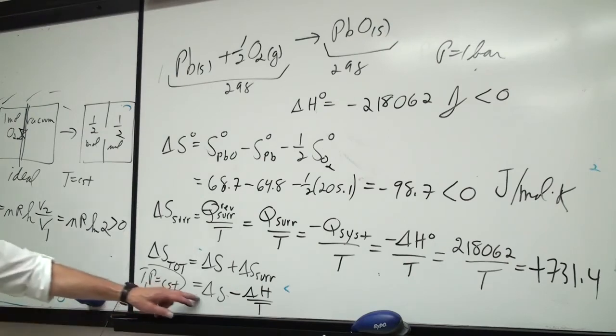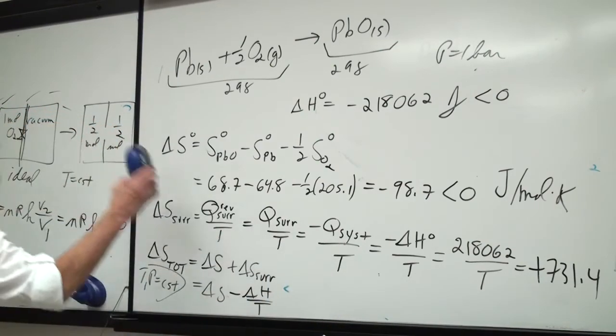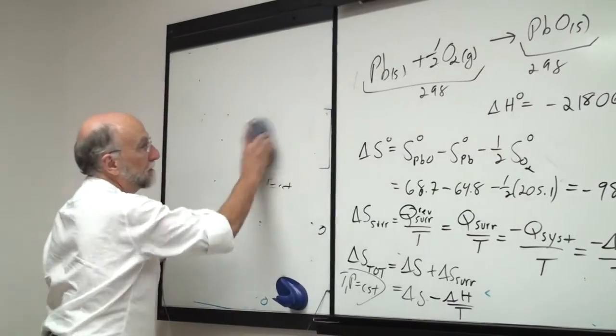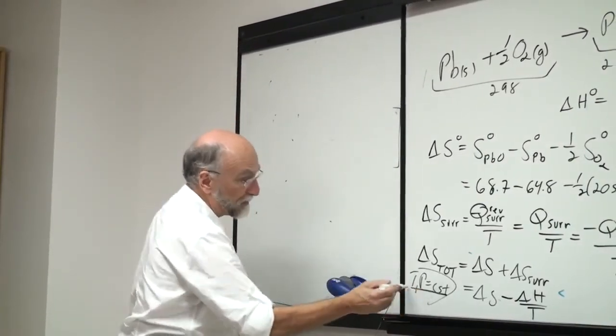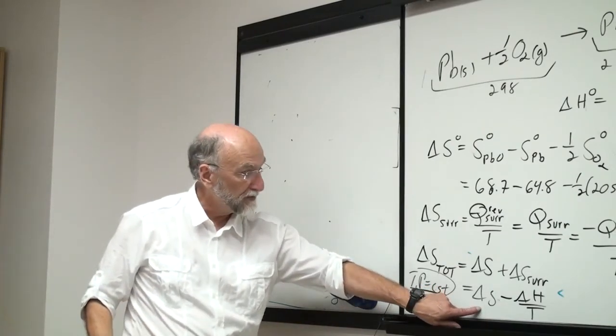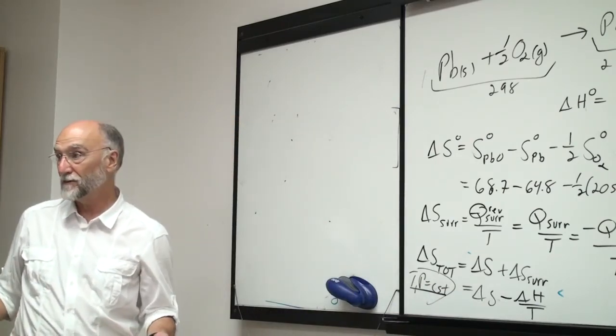Okay, so delta S and delta H are properties of the system. So now we have it in a somewhat simpler form. Delta S total, if the temperature and pressure are constant, a special case, is equal to the entropy of the system minus delta H over T. It's the total entropy.